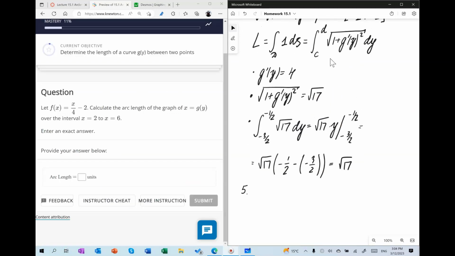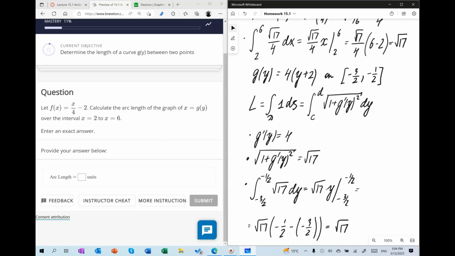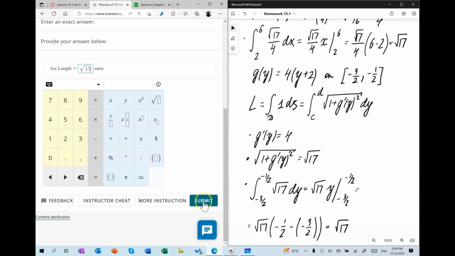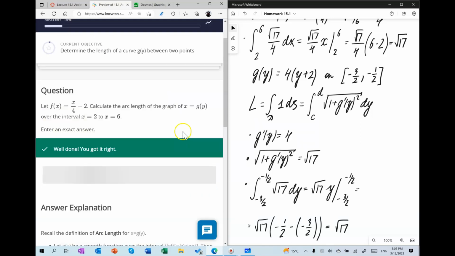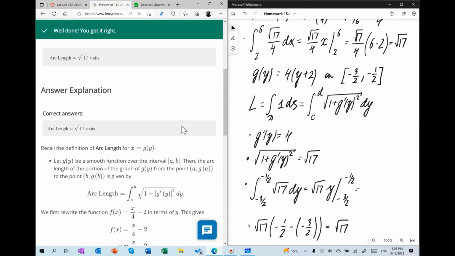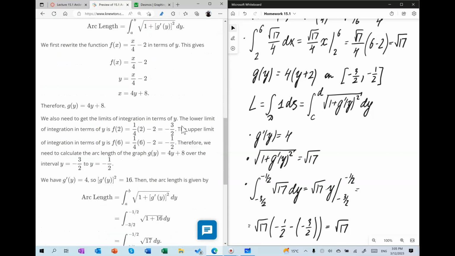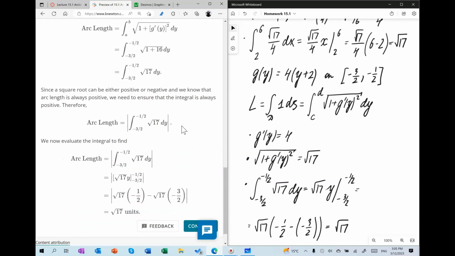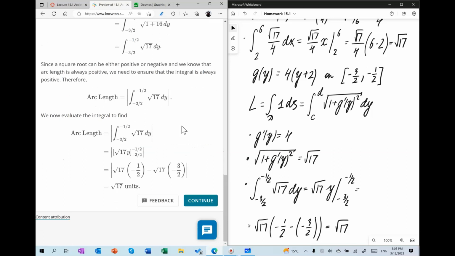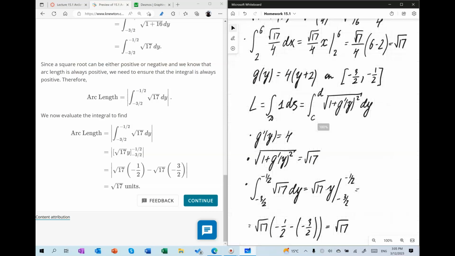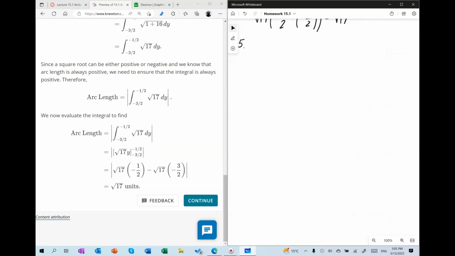Before we move on, we need to check whether the answer is correct. So let's go ahead and input the square root of 17 here. But we were able to find it in two different ways, so we're pretty sure the answer is correct. Looking at this, I do see that they did it the second way, right? Which, as we can see now, wasn't really necessary. So let's move on to number 5.